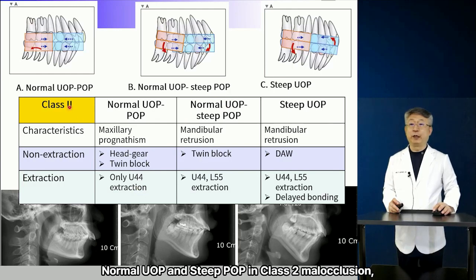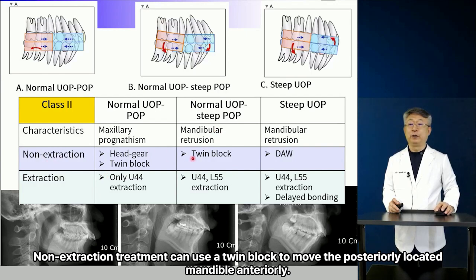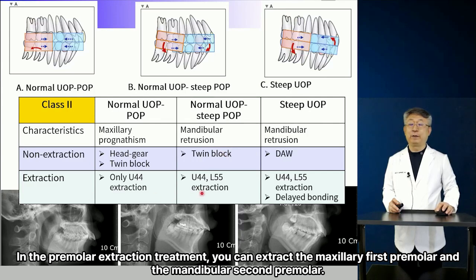Normal UOP and steep POP in Class 2 malocclusion often has the mandible retracted posteriorly. Non-extraction treatment can use a twin block to move the posteriorly located mandible anteriorly. In the premolar extraction treatment, you can extract the maxillary first premolar and the mandibular second premolar.